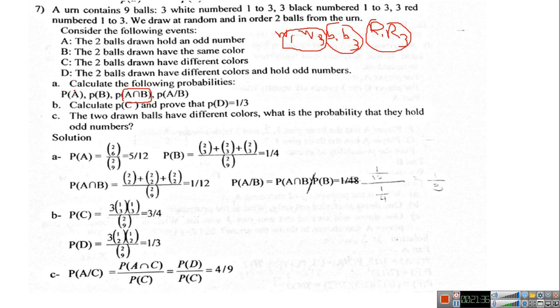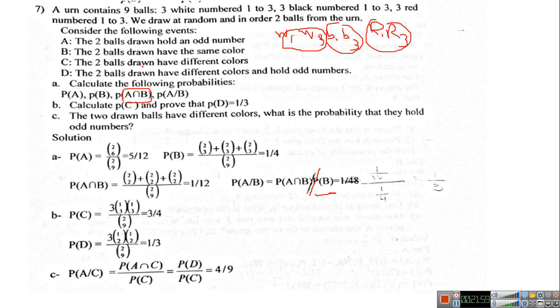I want P of A knowing B, so I have P of A intersecting B. We know that P of A knowing B is P of A intersecting B over P of B. So I have P of B and P of A intersecting B. I can get the answer.